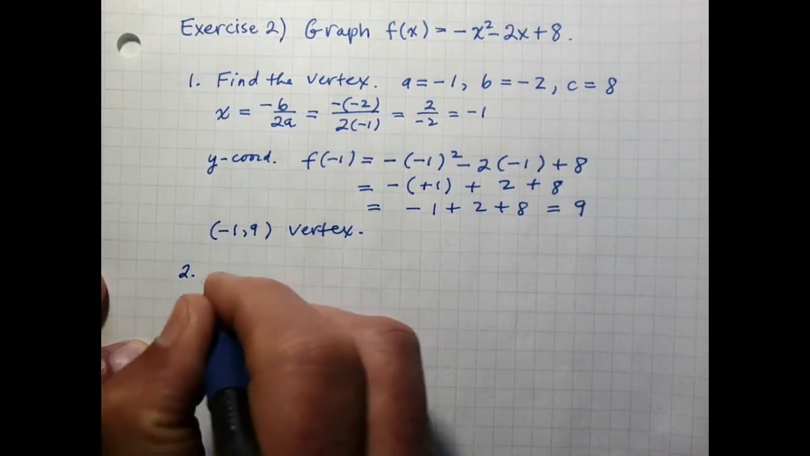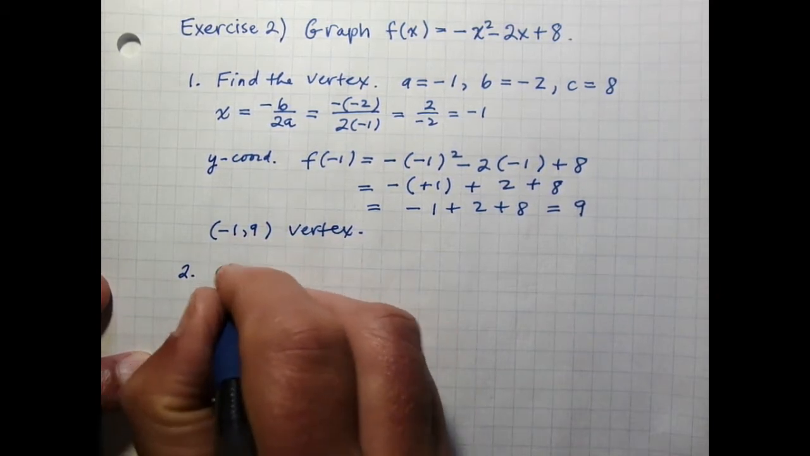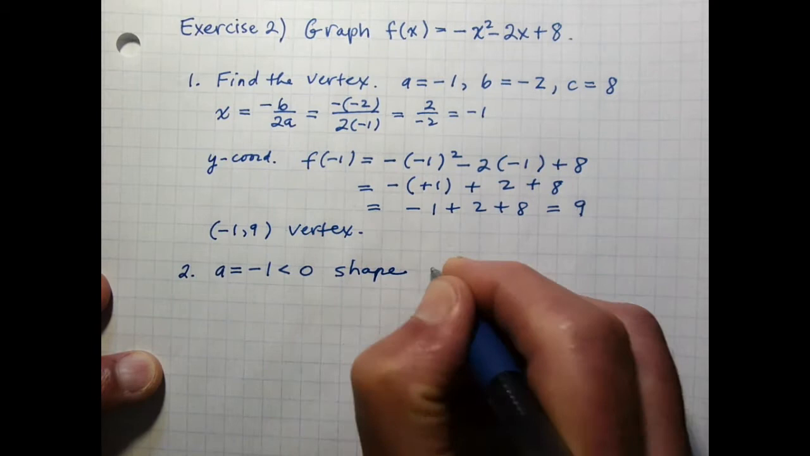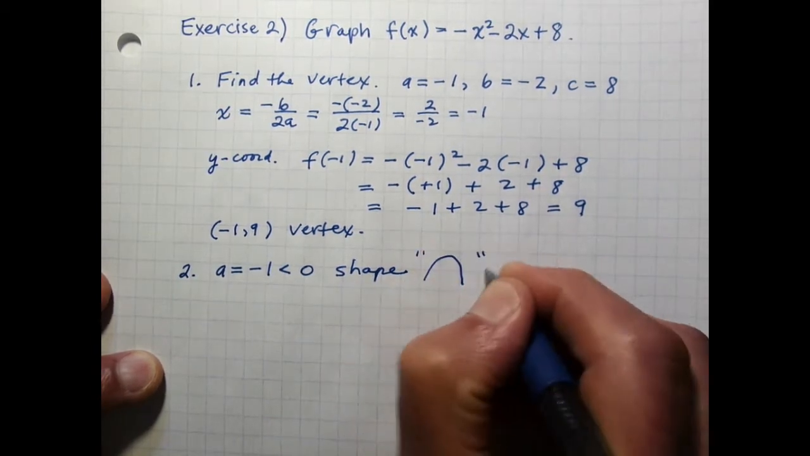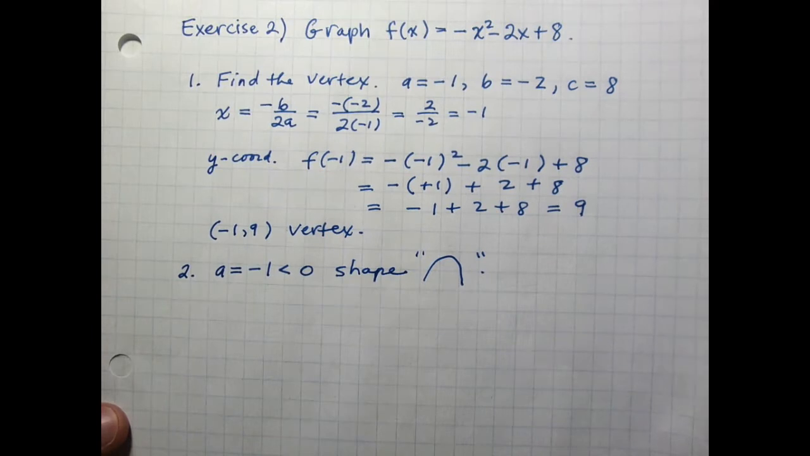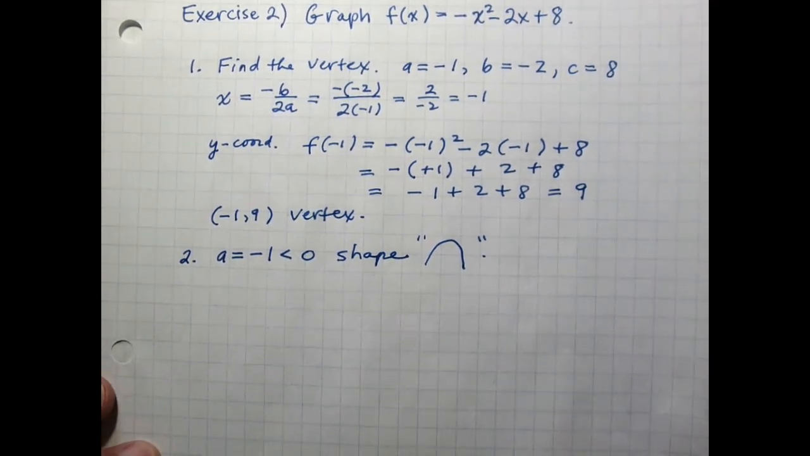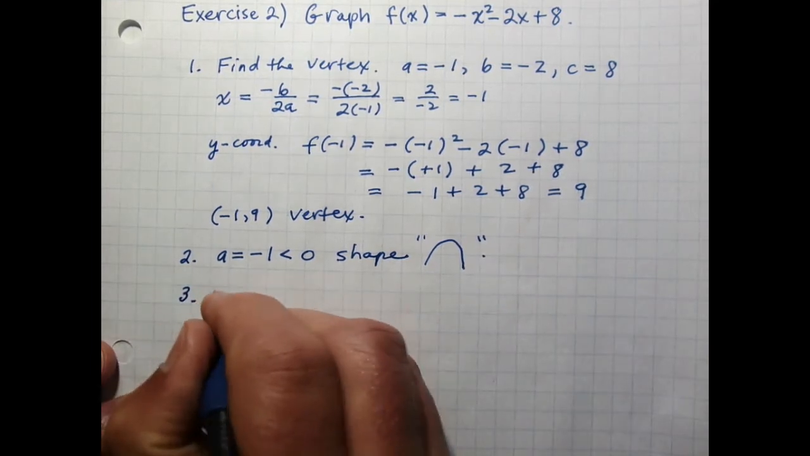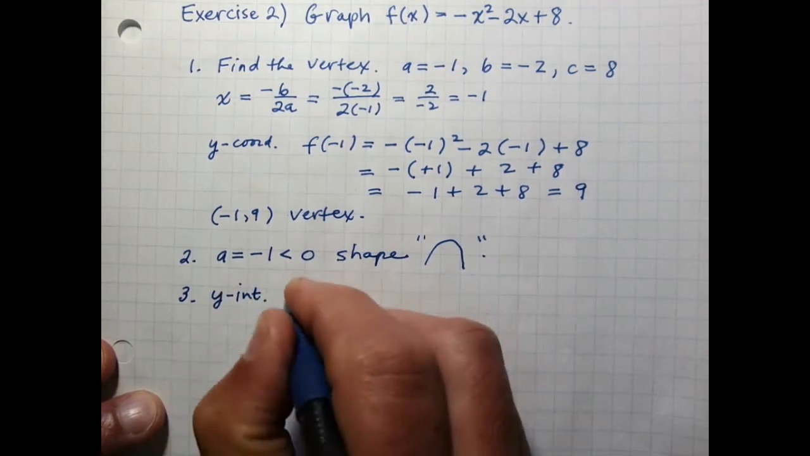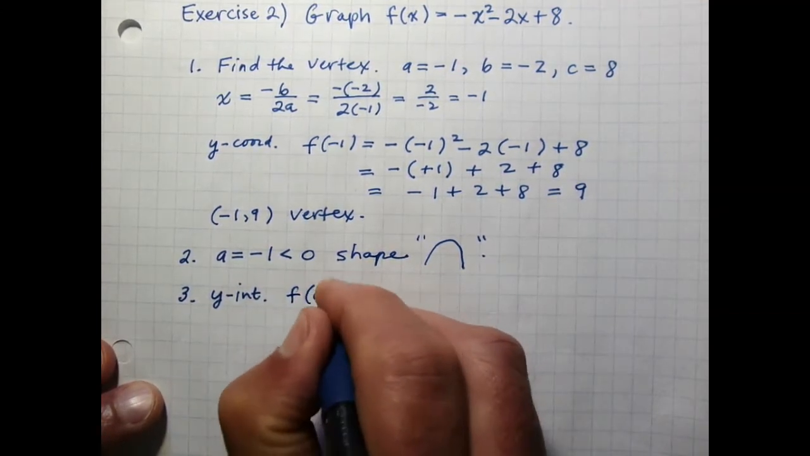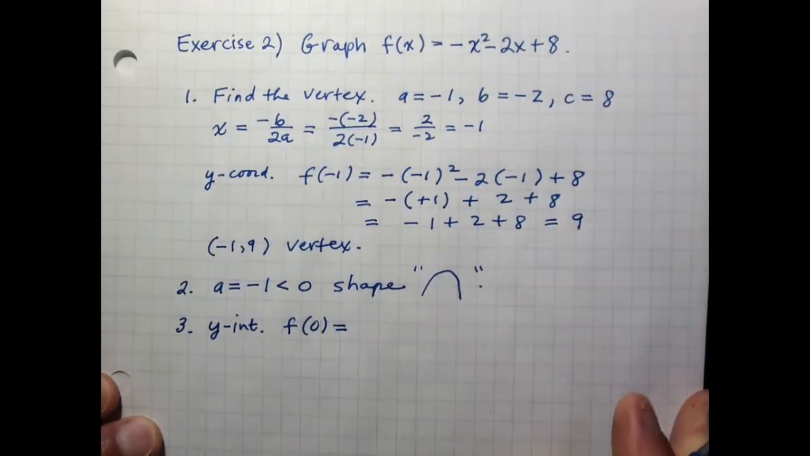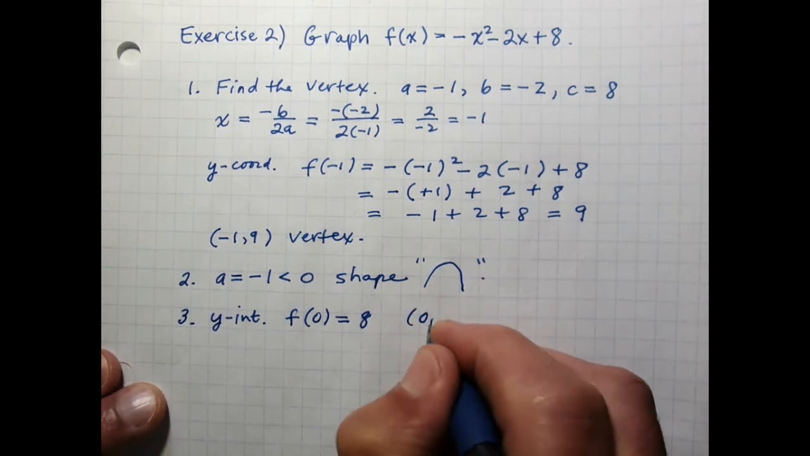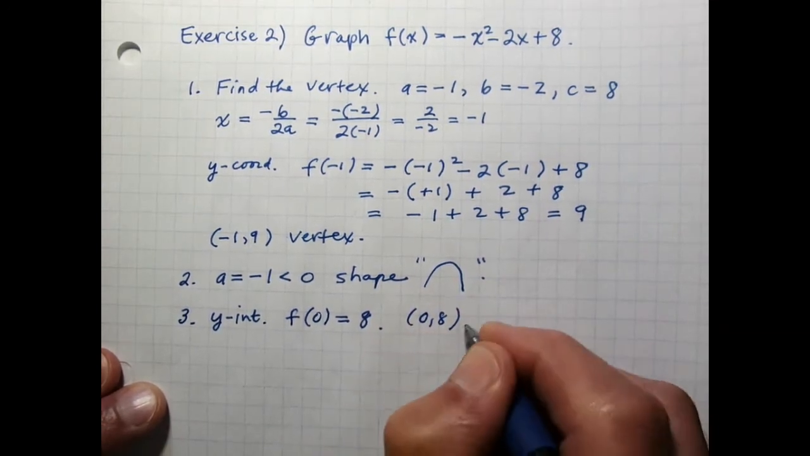Step 2 is take a look at a. a is equal to -1, which is less than 0. So the shape of our graph is that overturned U kind of shape, right? So we want to know that going into things. The vertex is going to be at the very top. And I think step 3 is the y-intercept. We're just going to plug in 0 for x. And it should be pretty easy for you to do that and see that we get 8. So 0, 8 is our y-intercept.